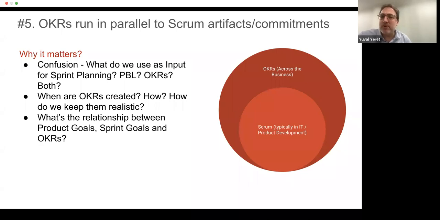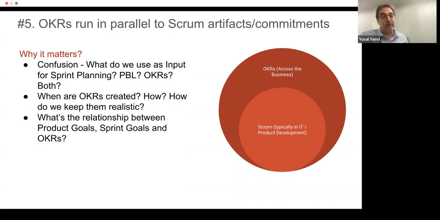What do we use for sprint planning? Do we use the product backlog or OKRs? What's the mapping between product goals, sprint goals, OKRs? When do we create OKRs? Who creates them? How do we keep them realistic? How do we use pull mode to create OKRs? How does that relate to the fact that when we're using Scrum, the team should be the one, the people that pull the work and sign up for the work? How do we make sure that that happens when we're setting OKRs as well?